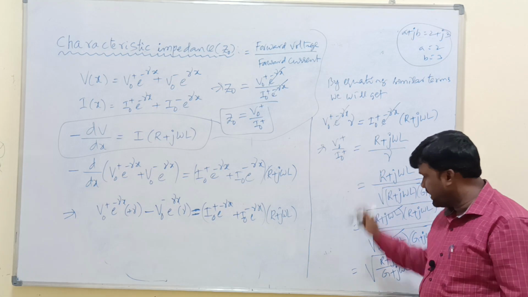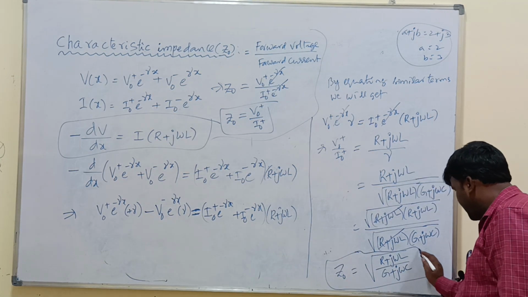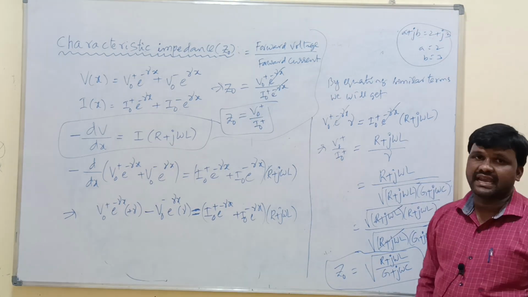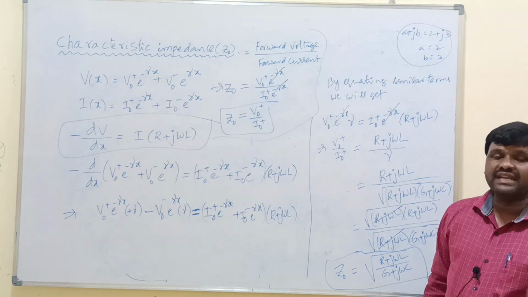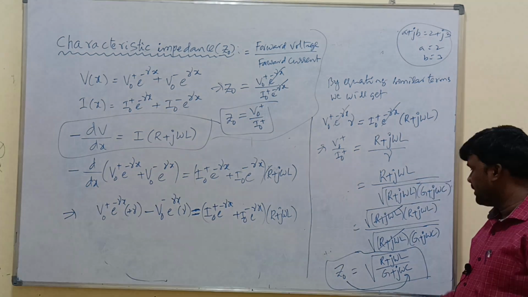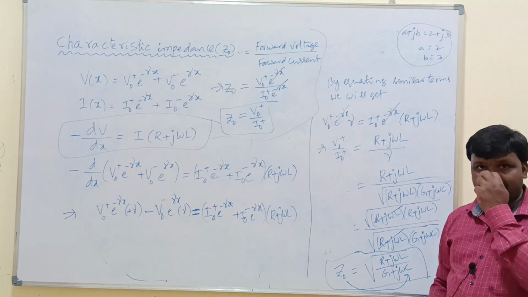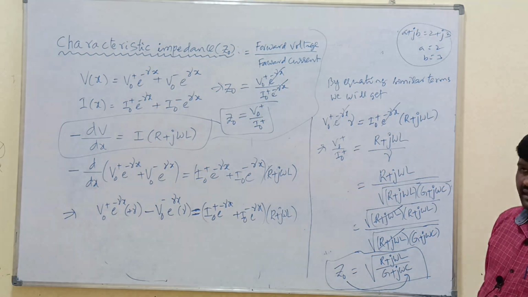What is this V naught plus by I naught plus? Which is nothing but what? Z naught. It is the characteristic impedance. It is one of the secondary parameters of the transmission line. Why is it known as a secondary parameter? This parameter is written in terms of the primary parameters R, L, G, C. So that's why it is known as a secondary parameter of the transmission line.